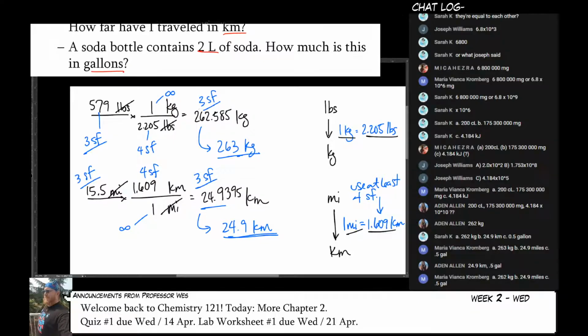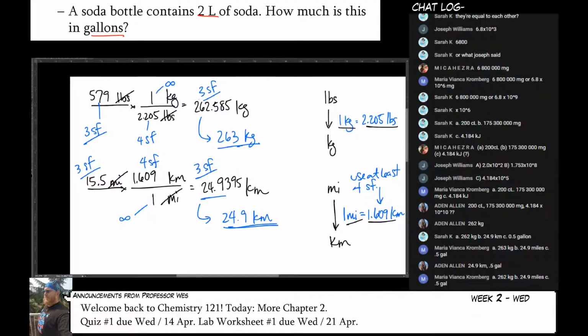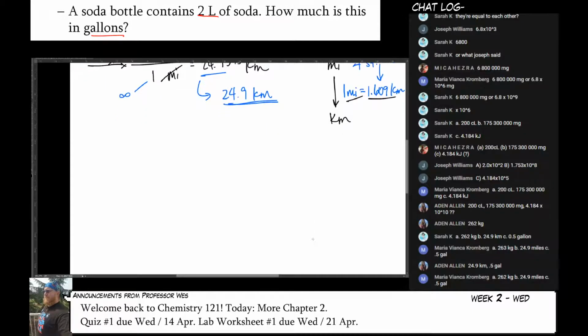All right. A soda has 2 liters in it. How many gallons is that? Well, I got to look up liters to gallons because that one I don't know. So we got 2 liters, and I need to go from liters to gallons. And it's like 3.7 something. Oops, I want 1 gallon to liter, actually. Yeah, 3.785 liters is 1 gallon.